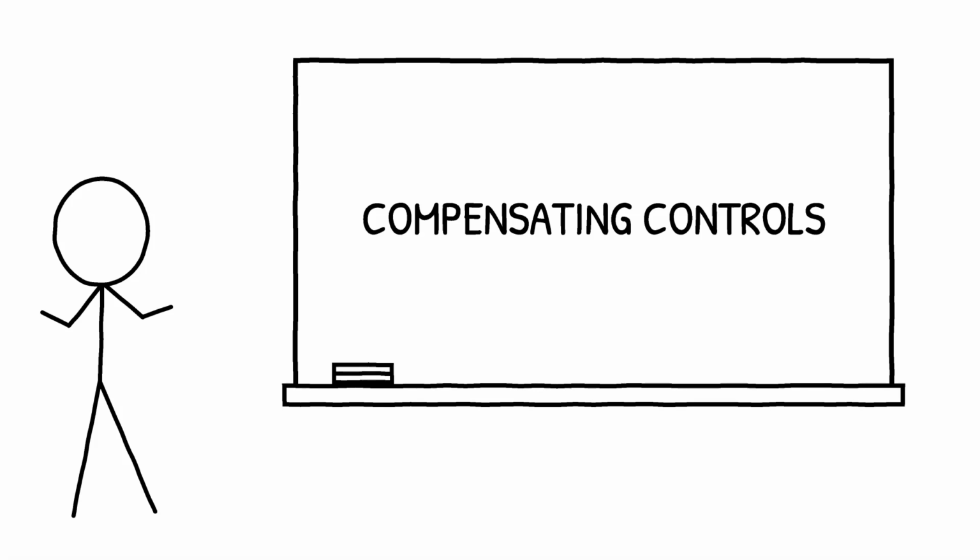Sometimes there can be legitimate reasons why a control can't be put in place. And when this is the case, we can use compensating controls to reduce the risk to an acceptable level.